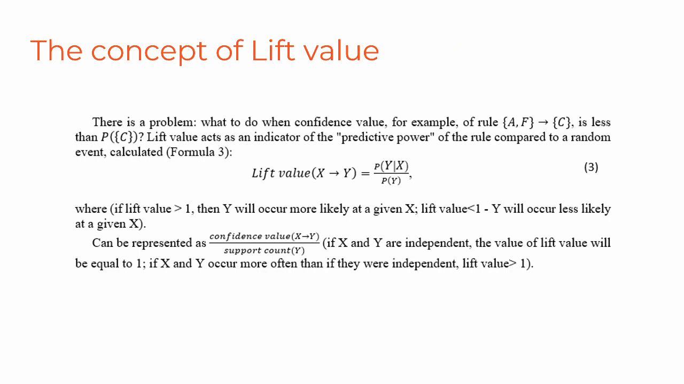The concept of lift value. There is a problem: what to do when the confidence value, for example, of the rule with item set of items A and F implying item set of item C, is less than P of C. Lift value acts as an indicator of the predictive power of the rule compared to a random event, calculated by formula 3, where if lift value is greater than 1, then y will occur more likely given x, and if lift value is less than 1, y will occur less likely given x. If x and y are independent, the lift value will be equal to 1. If x and y occur more often than if they were independent, lift value is greater than 1.